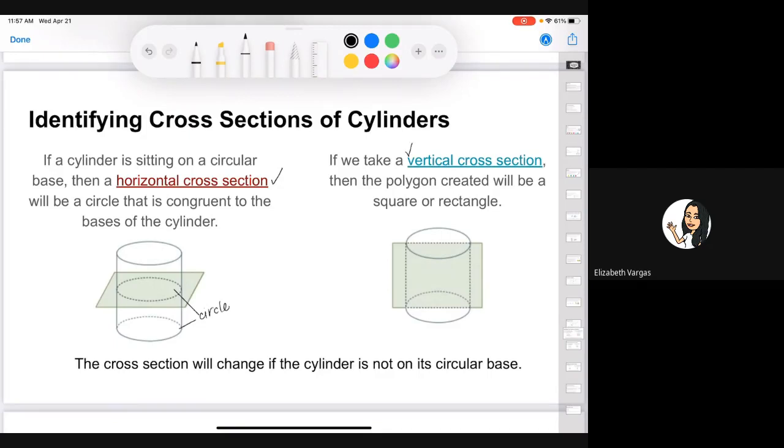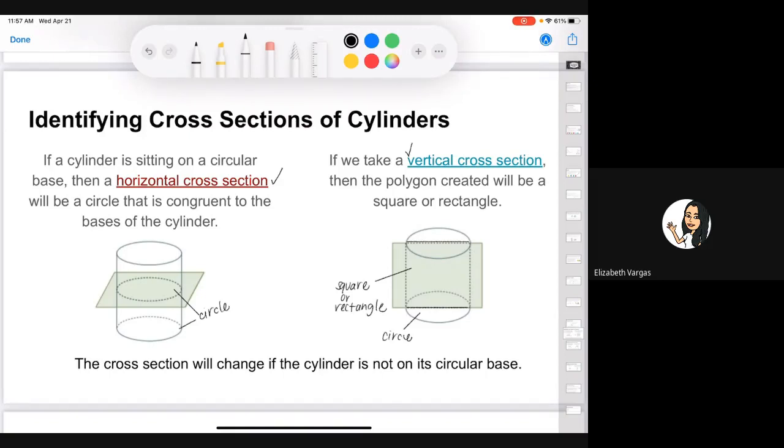If it were a vertical cross section, however, then the polygon created will be a square or a rectangle. And so basically if we were to cut through the top and the bottom perpendicularly, so we're meeting the base perpendicularly, then what it creates is a cross section that is a square or a rectangle, which is different because here our base is still a circle, but our cross section is going to be either a square or a rectangle depending on what was used to create the cylinder.